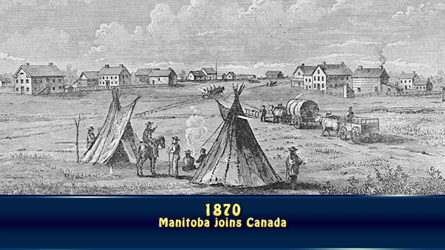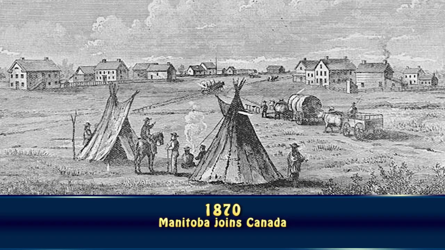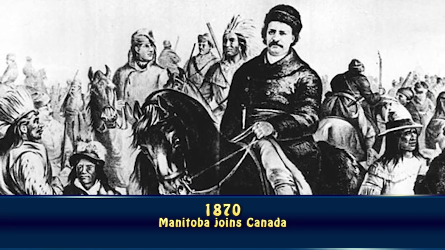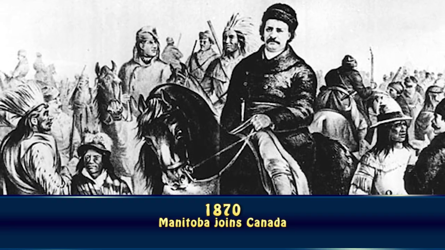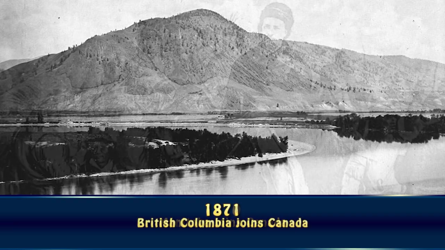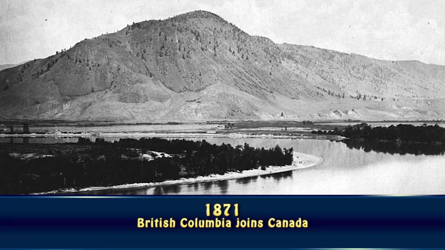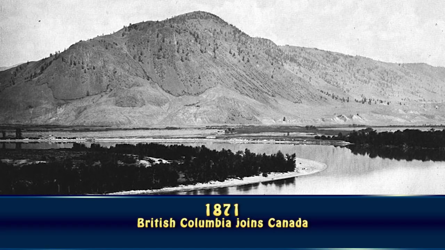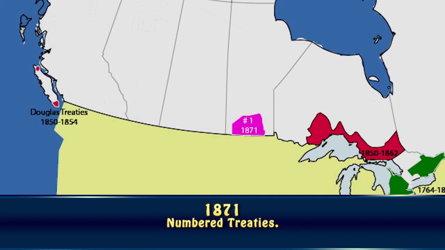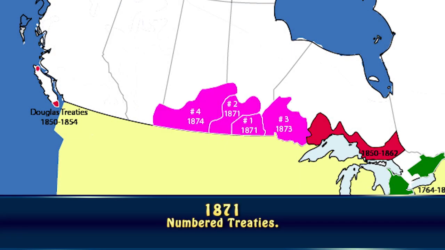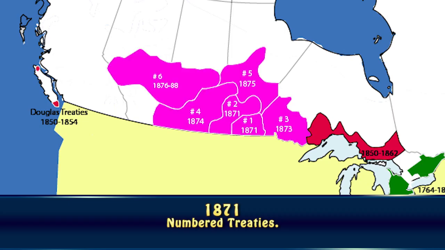Manitoba joins Canada in 1870. Louis Riel goes into exile in the United States. British Columbia joins Canada under altered conditions of confederation. Between 1871 and 1876, treaties were signed across the prairies along the southern border, giving land access between British Columbia and Canada.